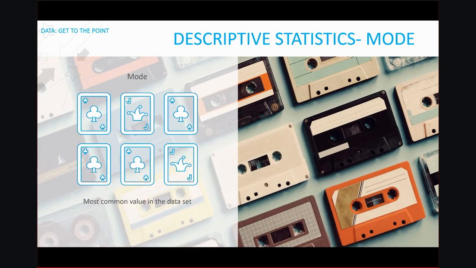Mode. This is the most common value in the dataset. What appears most frequently? If you had a bunch of people and you said, what's the most common age? Think mode. Think, well, there's 5 people who are aged 25, but there's only 2 people aged 17, 2 people aged 32, etc., etc. The most would be the 25 age group.